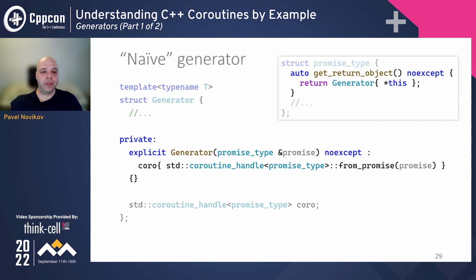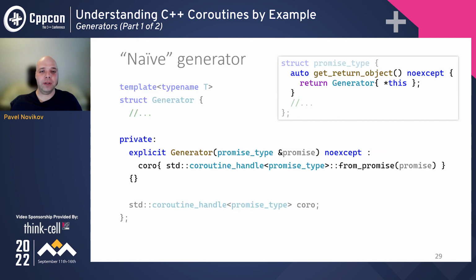So the last part is the private constructor. In this case, we just store the coroutine handle that is connected with the promise. We get the coroutine handle with the from_promise static function that is defined inside the coroutine handle, which gets for us a coroutine handle that we can store in our member variable.